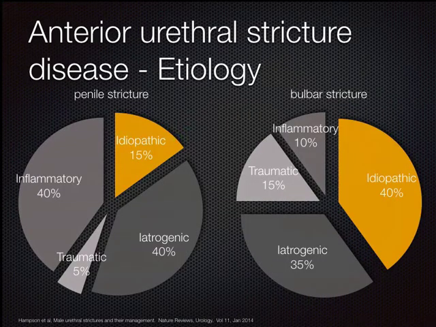So many types of strictures exist, including iatrogenic strictures, so those would be caused by catheterization, instrumentation, prior hypospadias repair, for example. There's infectious or inflammatory strictures, for example, from gonorrhea or lichen sclerosus. Traumatic strictures from straddle injuries or pelvic fractures, and then congenital as well as idiopathic strictures. With respect to penile strictures, about 15% are idiopathic, the majority being iatrogenic or inflammatory, and then 5% related to trauma. And then for bulbar strictures, again 40% idiopathic and iatrogenic, 10% inflammatory, and 15% are traumatic.